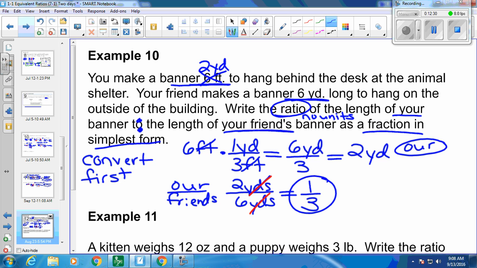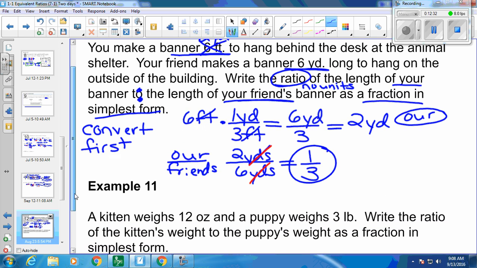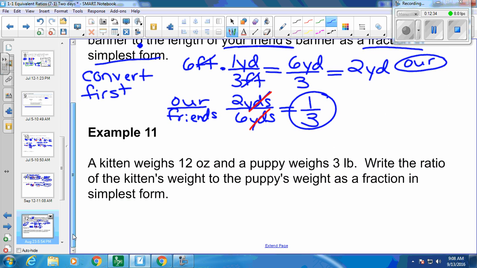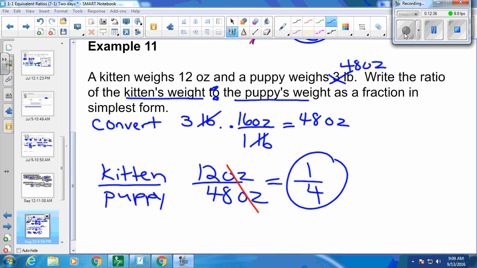Go ahead, try number 11. Pause the video, and I will have the answer there for you. Okay? They gave us 2 different weights here, 1 in ounces, 1 in pounds. So I have to either convert the ounces to pounds or the pounds to ounces. The reason I chose to go from pounds to ounces was that 12 ounces does not equal a whole pound. It equals a portion of a pound. I believe it equals 3/4 of a pound.